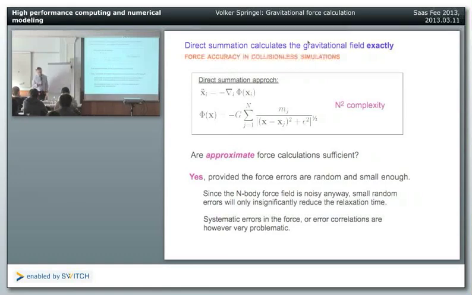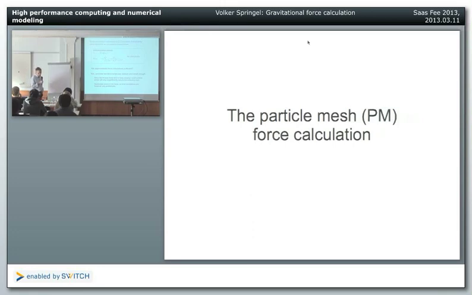They only very insignificantly reduce the relaxation time further. For example, if you have a 1% random error on the forces, normally in a realized system the relaxation time will be modified by 1%. That's totally acceptable. What's harder to guarantee is that these errors are really random. If you have strong systematic force errors, that's much more problematic, right? And we would like to avoid those.